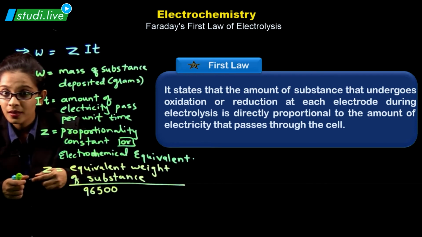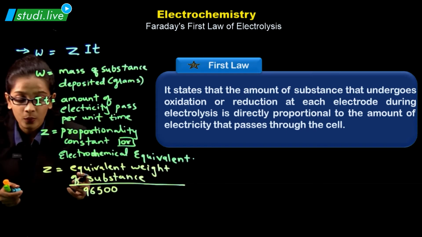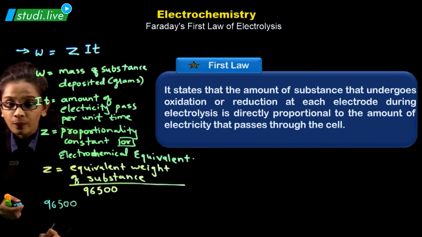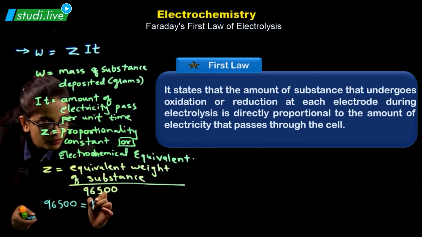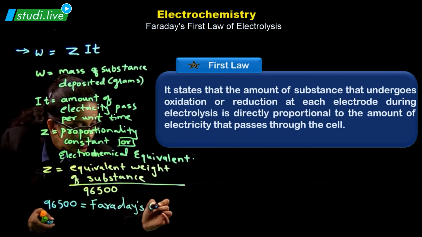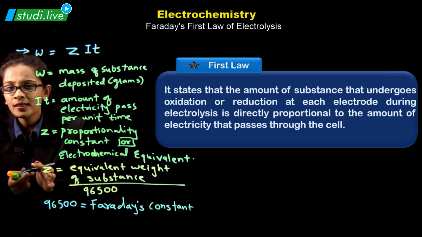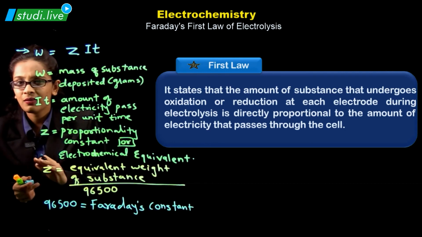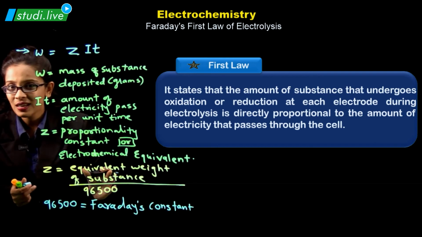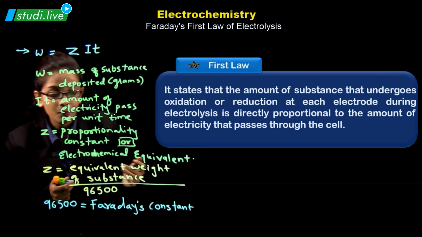So you need to remember this part, student. The 96500 value that we have got over here is nothing but Faraday's constant. You need to remember this. The exact value, student, is 96487, but we have rounded it off. We are going to consider it as 96500.